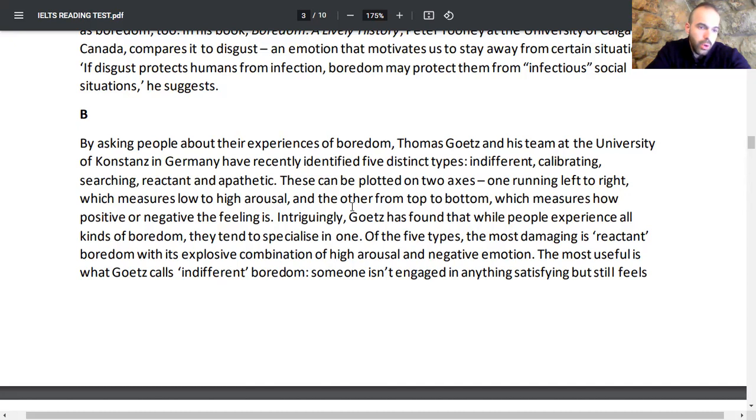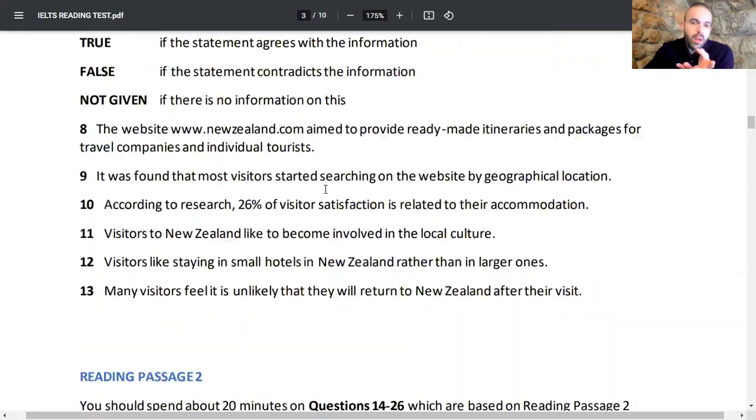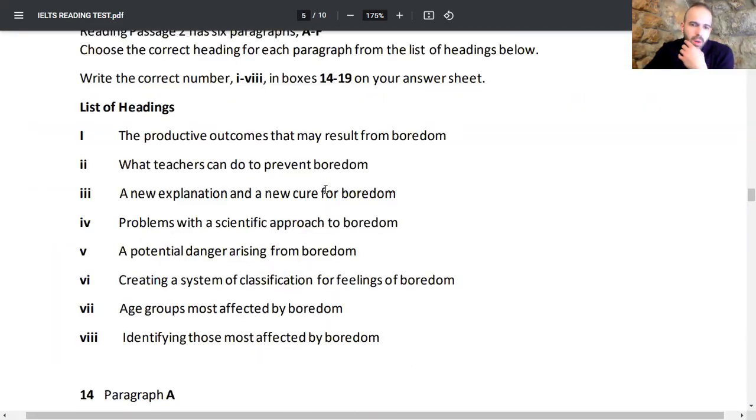So as you can see, a 2-axis chart is used to arrange the types, with one axis decoding level of arousal and the other axis decoding positive or negative feeling. So even the next sentence, by the way, proves to us that the main idea of paragraph B is creating a system of classification for the feelings of boredom. So the first sentence plus the second sentence gives more proof that paragraph B is matching with creating a system of classification for feelings of boredom, which is number 6.